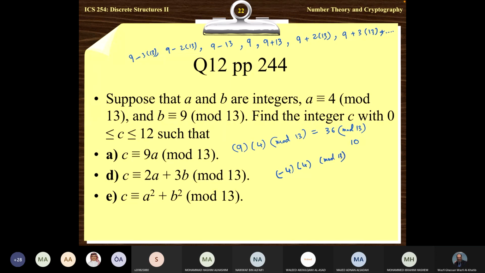Minus 4 times 4 is how much? Minus 16. Minus 16 mod 13 is equal to what? Isn't it the same as minus 3 mod 13? It's 10, which is 10. This is the significance of the previous theorem and corollary.